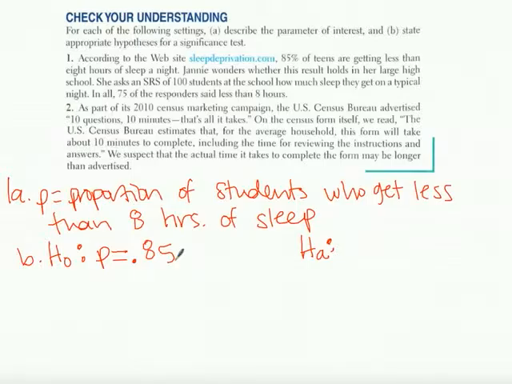No change. The alternative hypothesis just means that our P is going to be different from this 85%. So it's just not equal to 0.85. It can be bigger, it can be smaller, but it cannot be 0.85.